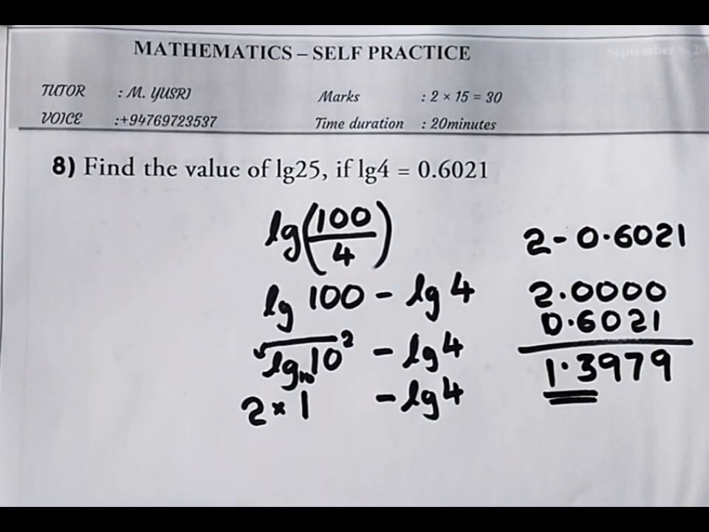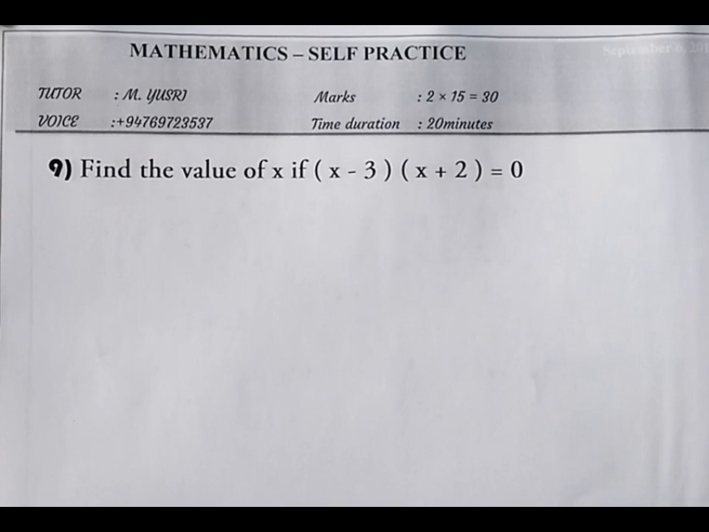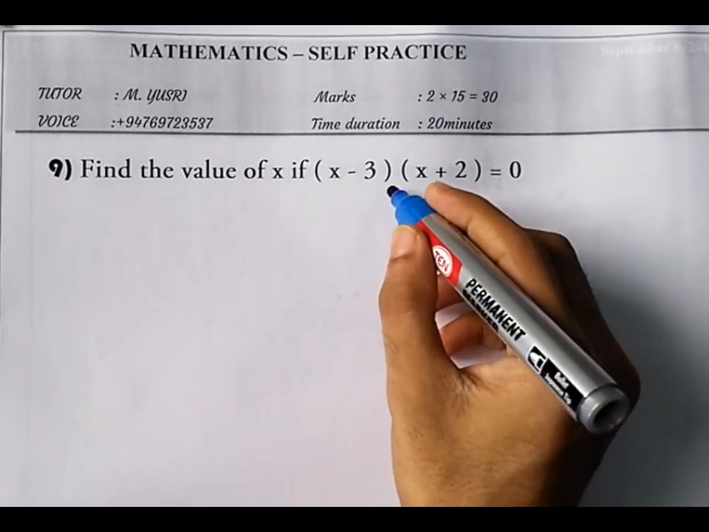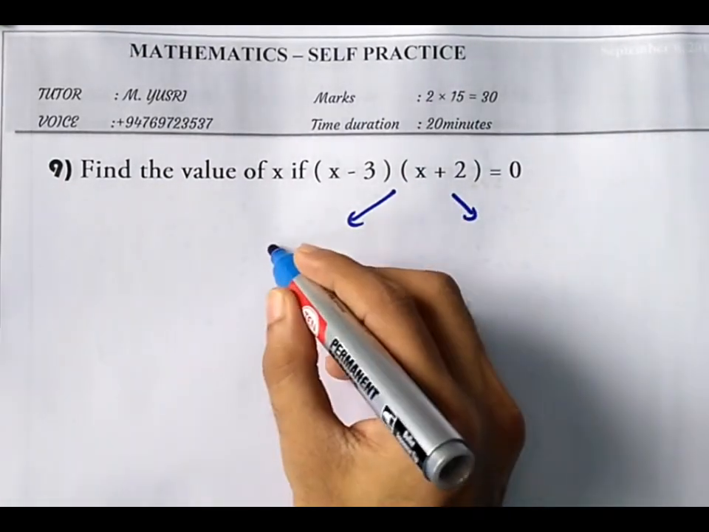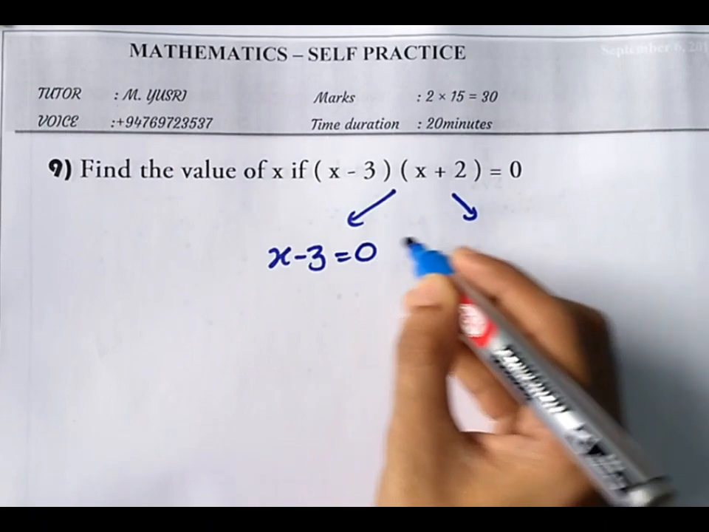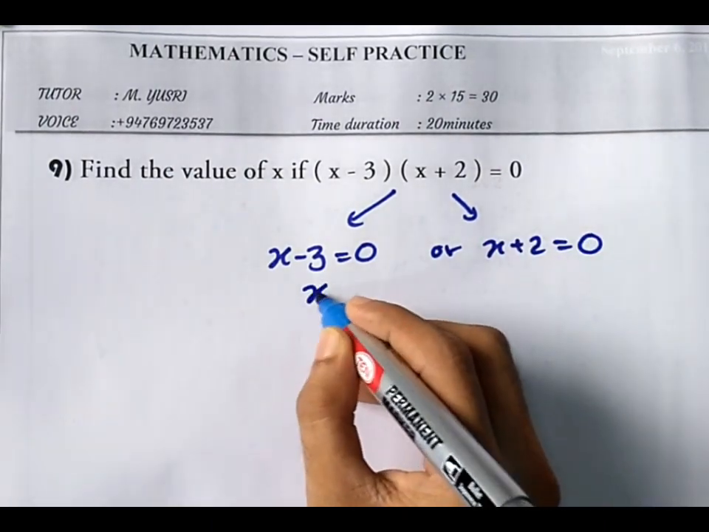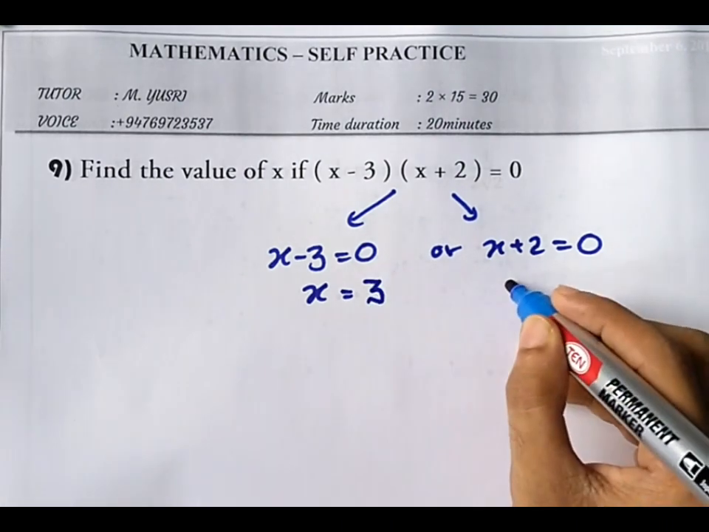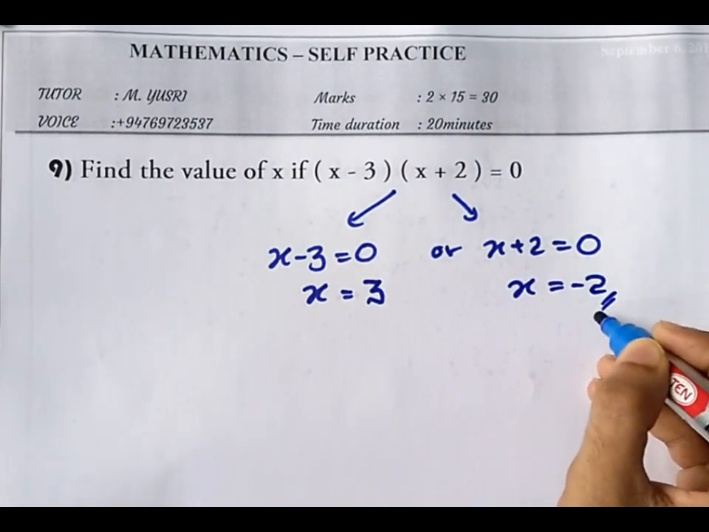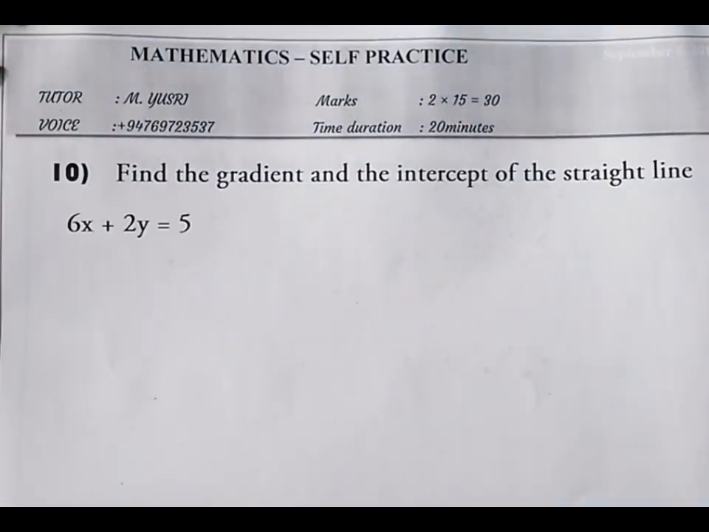1.3979 is the answer. This question is related to quadratic equations, and it's very easy because they have already factorized it. So directly we can give the answer like this: x minus 3 equals 0 or x plus 2 equals 0. Now we can subject x: minus 3 becomes plus 3, and plus 2 becomes minus 2. It's a very famous question.